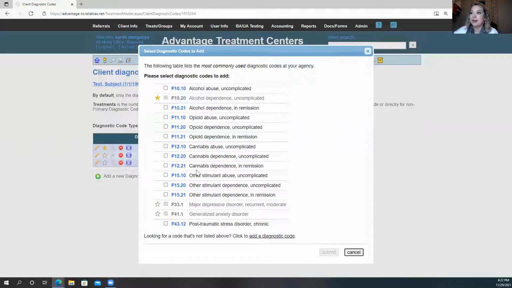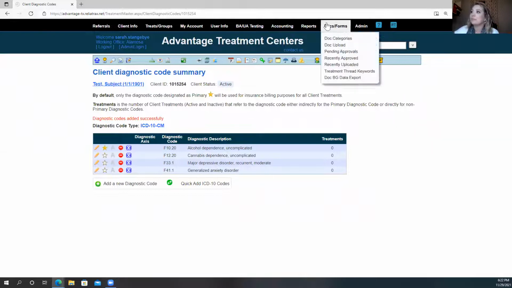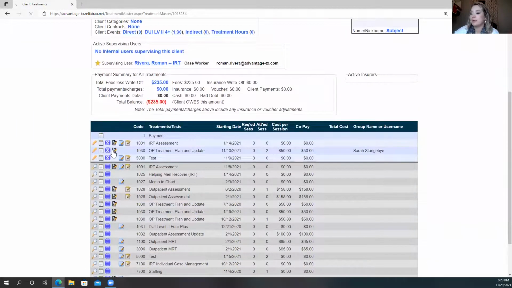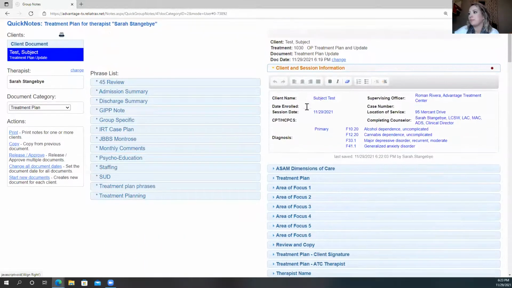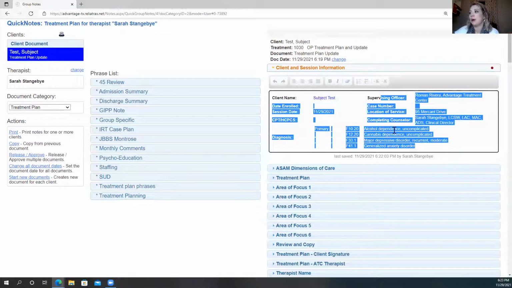So if I wanted to add another diagnosis, let's say alcohol dependence in remission, which isn't going to make sense because he has an alcohol use diagnosis. So let's pick another one. Cannabis dependence, F12.2. I've added that. Now, if I go back to my document, we're going to notice it's been added. So again, all of this in here should pre-populate.